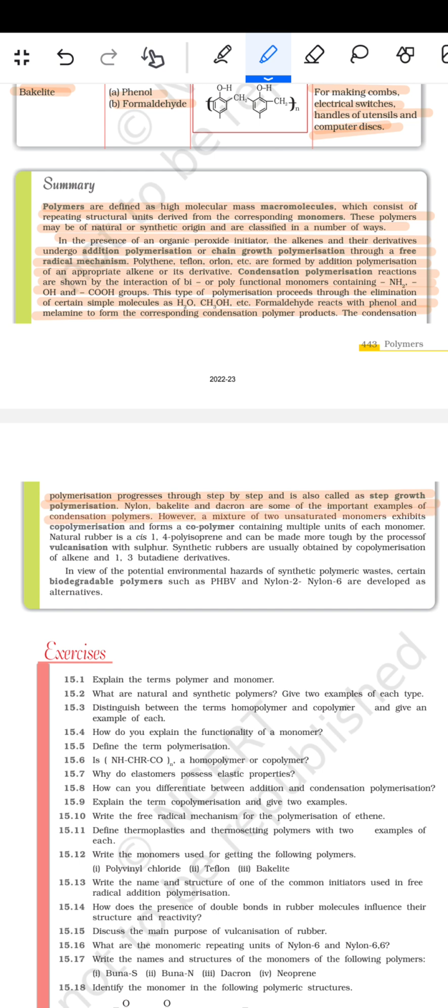However, a mixture of the two unsaturated monomers exhibits copolymerization and forms the copolymer containing multiple units of each monomer. Natural rubber is a cis 1,4-polyisoprene and can be made more tough by the process of vulcanization with sulfur. Synthetic rubbers are usually obtained by the copolymerization of the alkene and the 1,3-butadiene derivatives. In view of the potential environmental hazards of the synthetic polymer based, certain biodegradable polymers such as PHB and nylon 2 and the nylon 6 are developed as the alternatives.